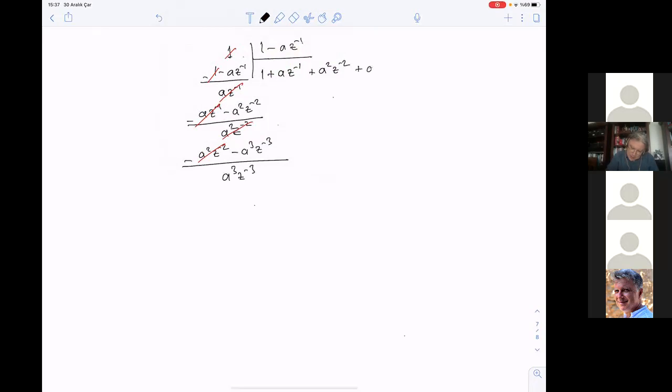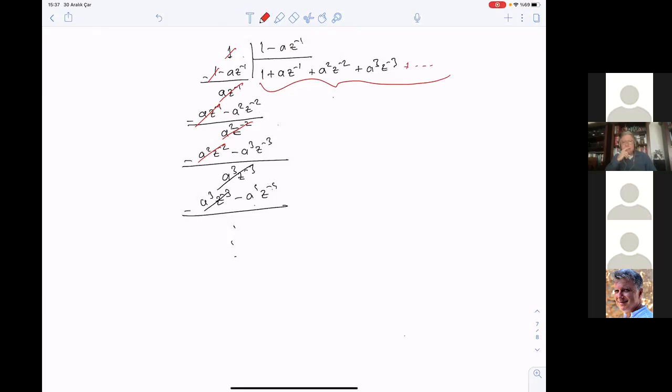So the next one is A to the 3 Z to the minus 3, which will give you A to the 3 Z to the minus 3 minus A to the 4 Z to the minus 4. You subtract them, and then these will cancel, and it goes on like this. So let's make an inspection of these terms. Of course, it goes on. But we can make an extrapolation. It's easy to guess the pattern here.